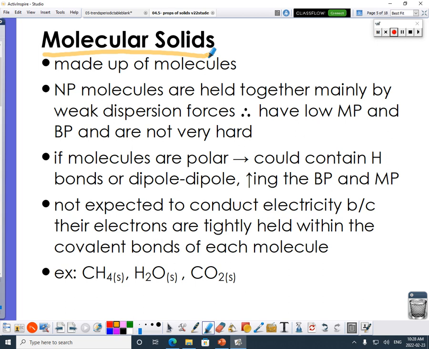And the next one is molecular solids, which are made up of molecules. The only problem is there are different kinds of molecules, right? So we have nonpolar and polar. So there is a distinction. So when you have a nonpolar molecule making the solid, then again, it's going to be weak dispersion forces.